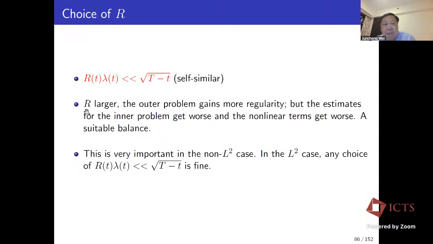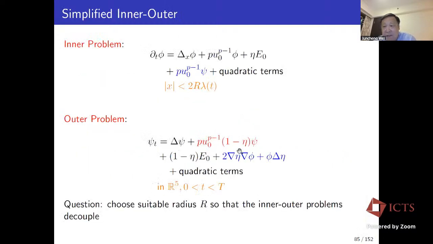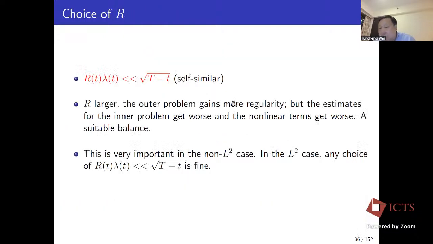Now, if r is larger, the outer problem gains more regularity, because gradient eta gives you r to the minus 1, Laplace eta gives r to the minus 2. So if r is large, then you have more regularity. But then if r is large, the inner problem gets worse, and the nonlinear problem gets worse. And we need a suitable balance, how to choose r. This is the art. This is what you need to do for each problem.